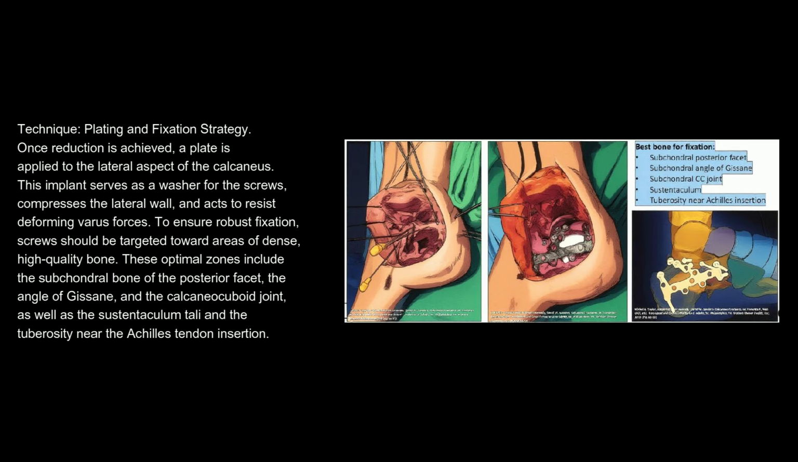Technique: plating and fixation strategy. Once reduction is achieved, a plate is applied to the lateral aspect of the calcaneus. This implant serves as a washer for the screws, compresses the lateral wall, and acts to resist deforming varus forces. To ensure robust fixation, screws should be targeted toward areas of dense, high-quality bone. These optimal zones include the subchondral bone of the posterior facet, the angle of Gissane, and the calcaneocuboid joint, as well as the sustentaculum tali and the tuberosity near the Achilles tendon insertion.